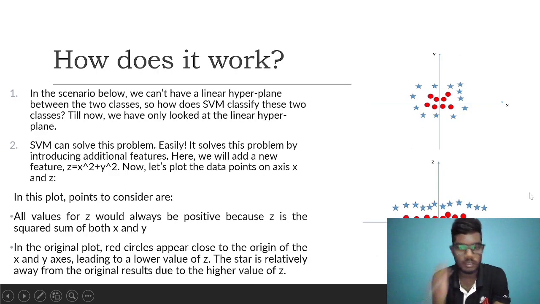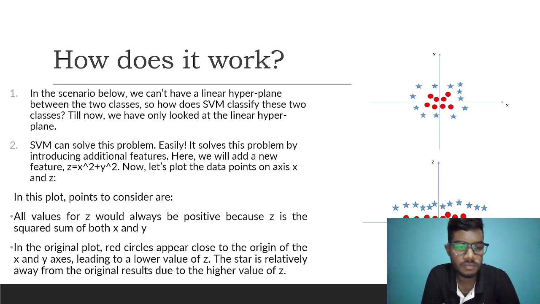In the scenario below, we can't have a linear hyperplane between the two classes. So how does SVM classify these two classes? Till now, we have only looked at the linear hyperplane. SVM can solve this problem easily. It solves this problem by introducing additional features. Here, we will add a new feature, with the formula z equals x squared plus y squared. Now let's plot the data points on axis x and z.